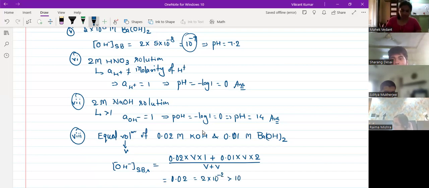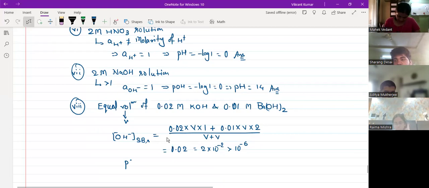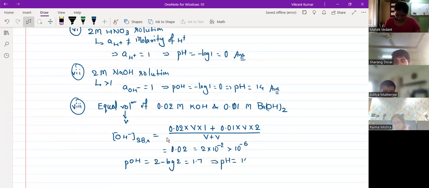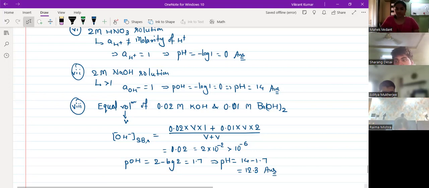Again, that is greater than 10 raised to minus 6. And that's why directly we can calculate the pOH. So we'll write pOH will be 2 minus log 2, which is 1.7. And that's why pH will become 14 minus 1.7, which is 12.3. This will be the answer. Any doubt in this part? Any doubt?